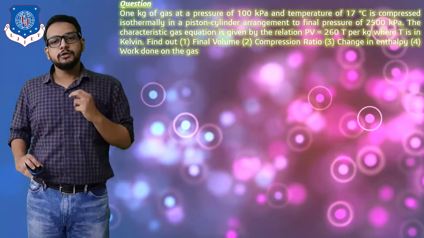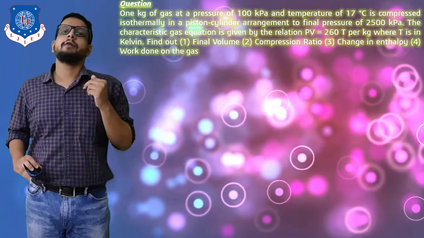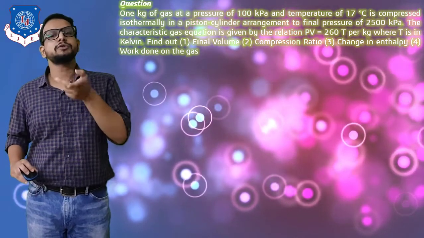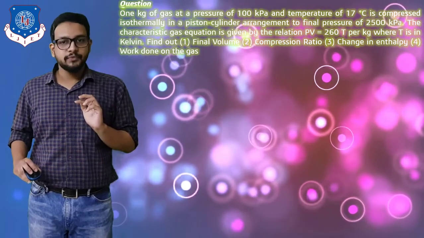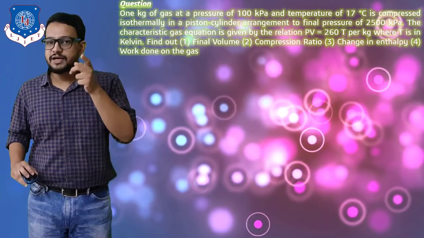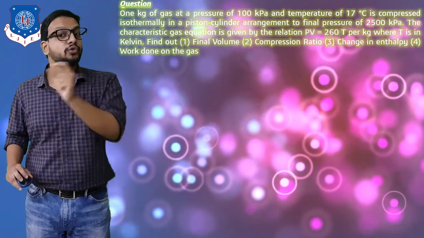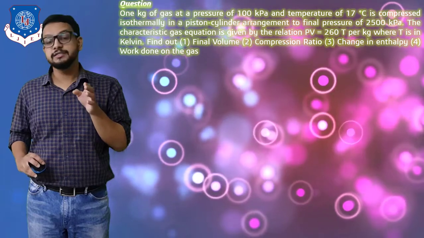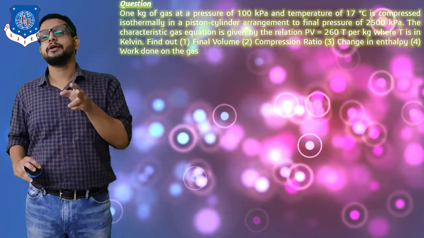So now over here the characteristic gas equation is given. Usually we take PV = mRT. We can compare that equation with the given equation, that is PV = 260T. In place of mR, it is given 260. Now since mass is 1 kg, we can say that the characteristic gas constant R is equal to 260, right? The most important thing to keep in mind is that the value of R, that is 260, is in joule per kg Kelvin.